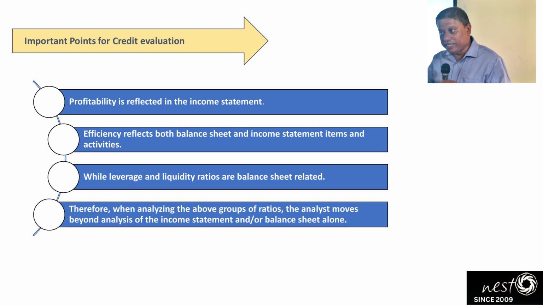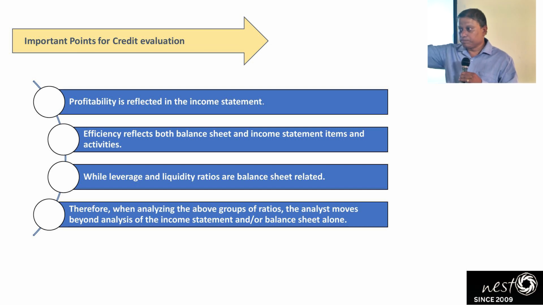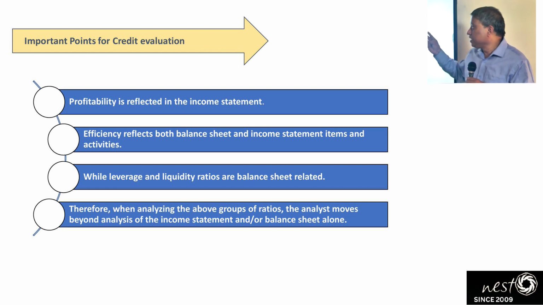Right? I will repeat 3 things. One is profitability, that is available in the income statement. Second one is efficiency, which is available in the balance sheet and income statement. Third one is leverage. Leverage means how much he has borrowed already, how much is equity, right? Financial leverage and other liquidity ratios. These 3 are very important.